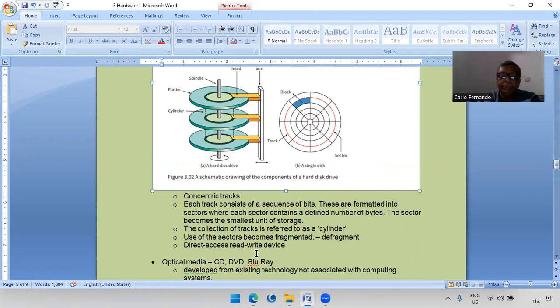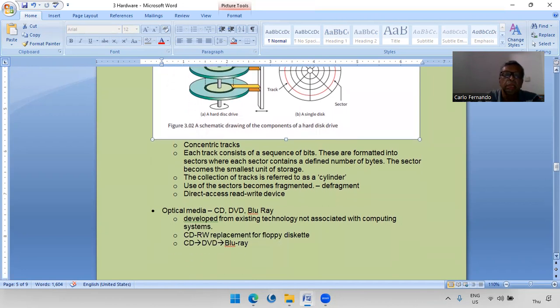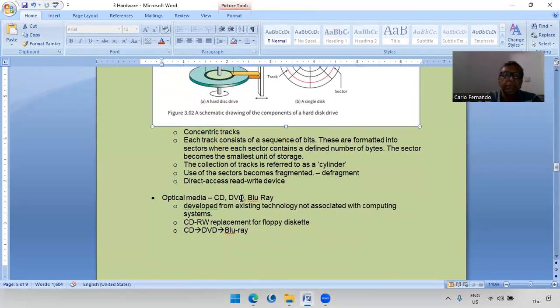Then direct access read-write device. So now the head is there, the arm is there, the spindle. Spindle is this, like an axle, and around that this cylinder revolves. Okay. So all power. Block. Block is like a block of data, part of one section like this. In a concentric track, we read that.